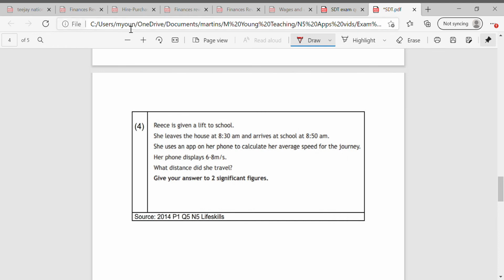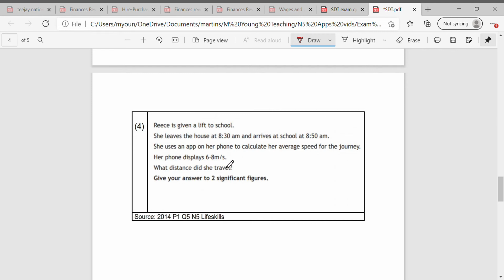Okay, question number 4. Reese is given a lift to school. Leaves the house at 8:30 AM and arrives at school at 8:50 AM. And they're using an app on their phone to calculate her average speed for the journey. Her phone displays 6.8 meters per second. What distance did she travel?